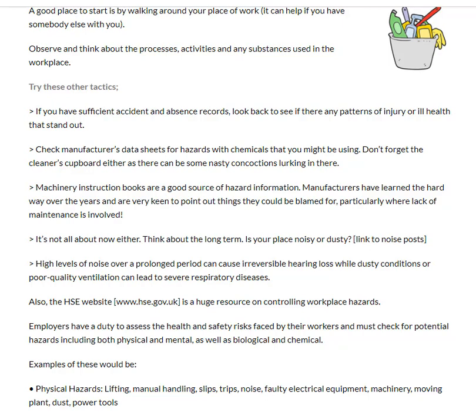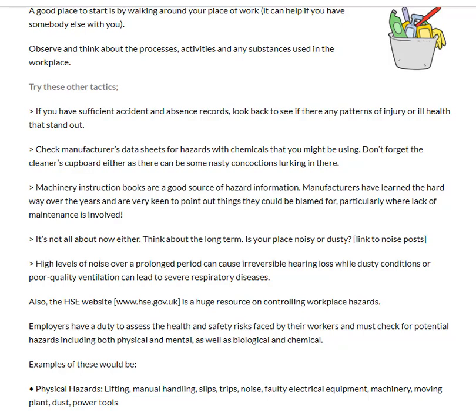Is your place dusty or noisy? High levels of noise over a prolonged period can cause irreversible hearing loss, while dusty conditions or poor quality ventilation can lead to severe respiratory diseases. Also, the HSE website, that's hse.gov.uk, is a huge resource on controlling workplace hazards.